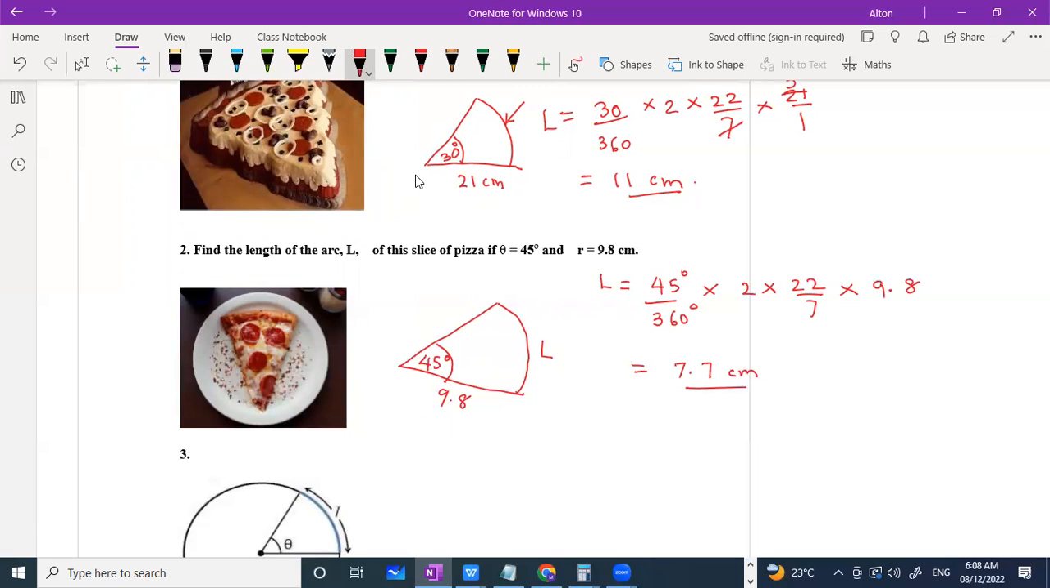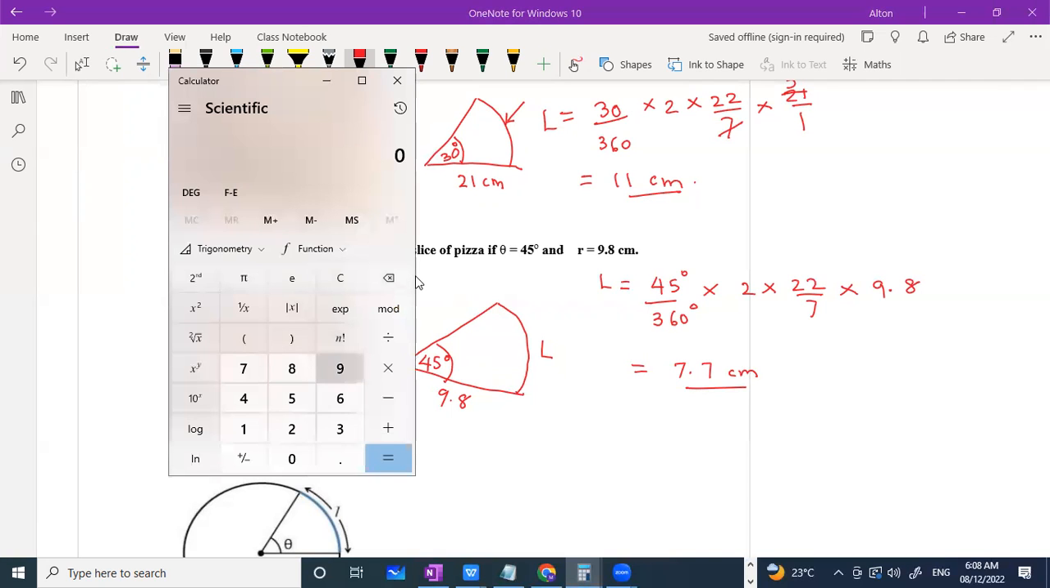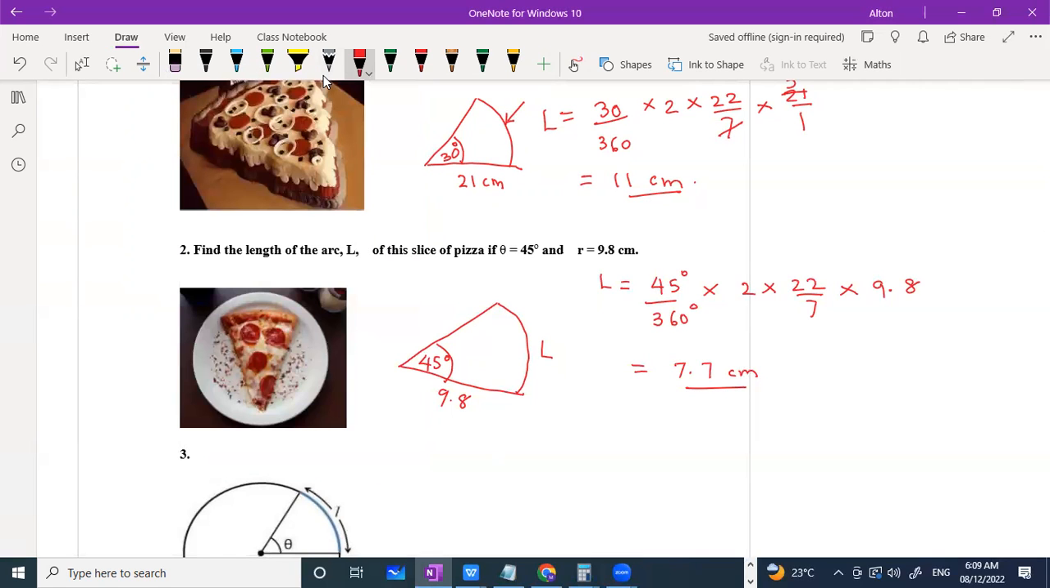Let's double check that working. 45 divided by 360, right? Multiply by 2 by 22 is 44. Multiply by 9.8. And then we divide by 7. Right, giving us 7.7 centimeters. Well done. So question number 3.